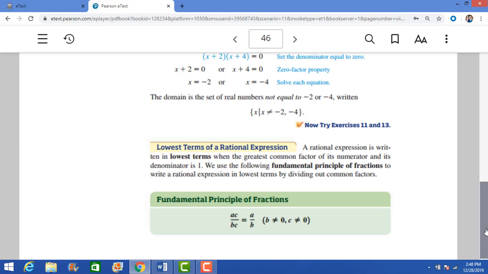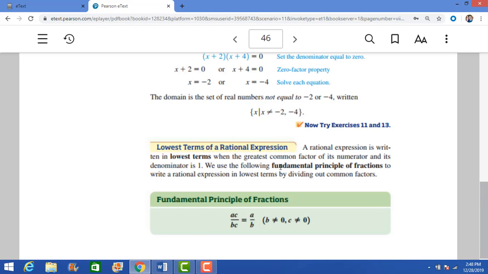Okay, so lowest terms of a rational expression. Again, just like we dealt with fractions as kids, and we put fractions in the lowest terms, we can do the same thing for rational expressions. So to put them in the lowest terms, we have to find the common factors of the top and the bottom and see if we can cancel anything.